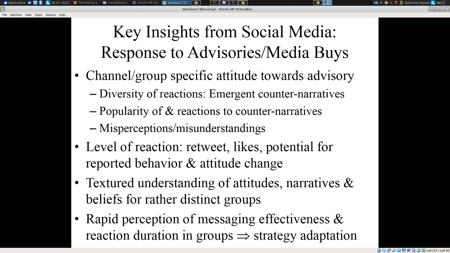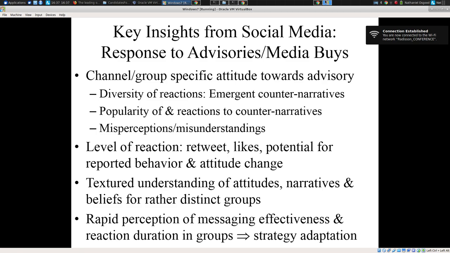So what does this give you? Well, it gives you a level of reaction. Retweets and likes can give you a lot of insight. It can give you insights into how people react to messages, for example advisories, the diversity of reaction, and what the counter messages are. So when the Prevention Institute or the Lung Association puts out a cautionary tweet about using Juul or using e-cigarettes, how do people react to it?